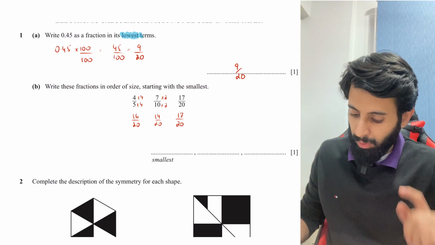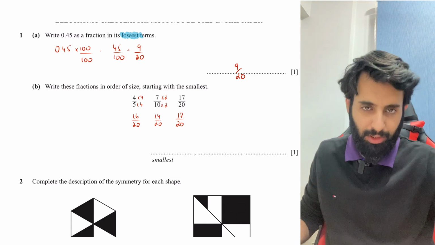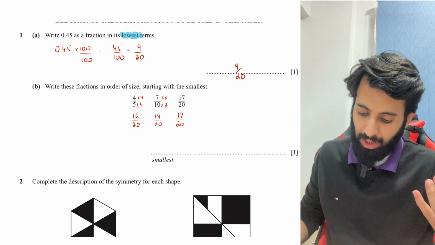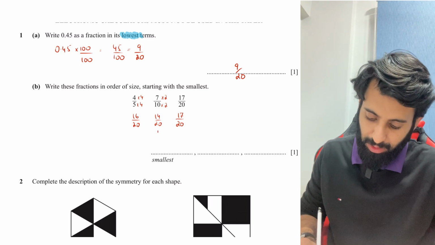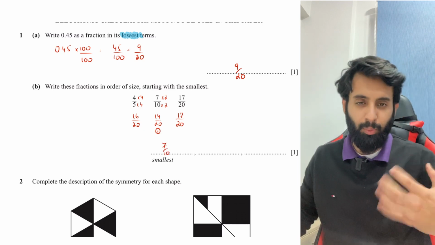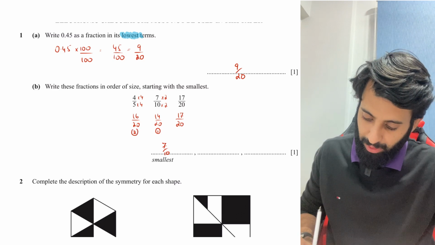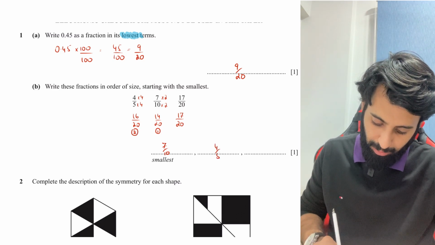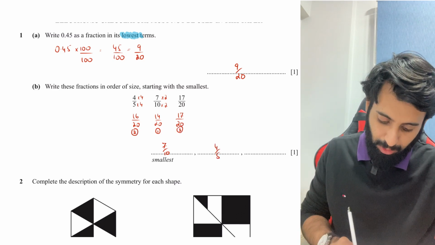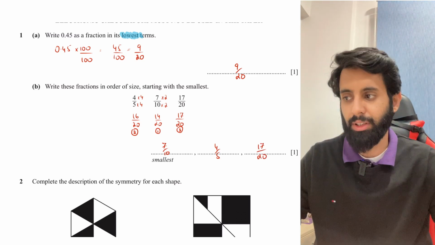Once you've done that, it's a whole lot easier to compare because the denominators are the same. You can see that 14 over 20 is the smallest value, so I'll put a small 1 here. But whenever you're writing a final answer, remember to write it the way it was given to you, in its original form. Then you have 16 upon 20, so that's number 2, which means 4 upon 5, and then you have 17 upon 20. There you go, that's your final answer, and that's also the correct answer.